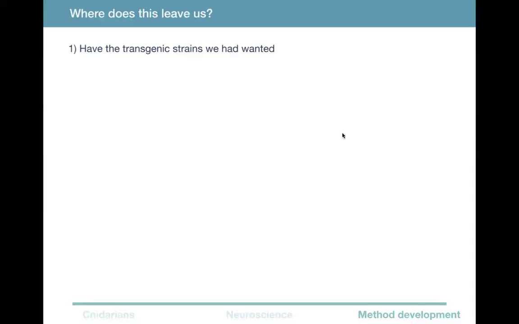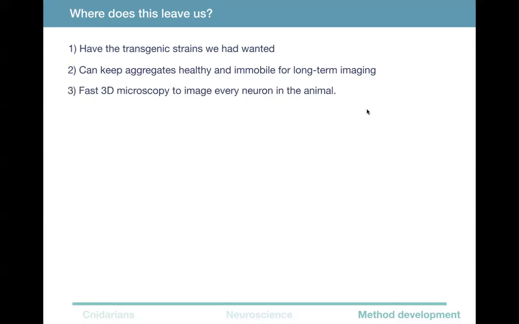So where does this leave us? Well, we now have the transgenic strains we had wanted. We can keep aggregates healthy and immobile for these days or week-long imaging. We have this fast 3D microscopy to capture every neuron in the animal. And so I think we're really well established to start taking the data we'd initially wanted to.